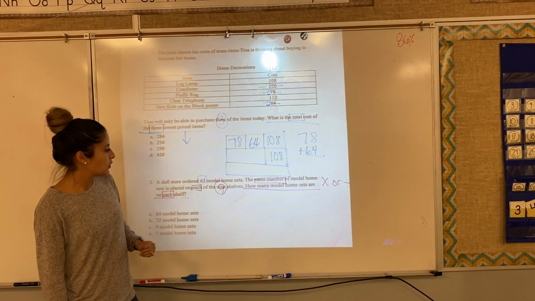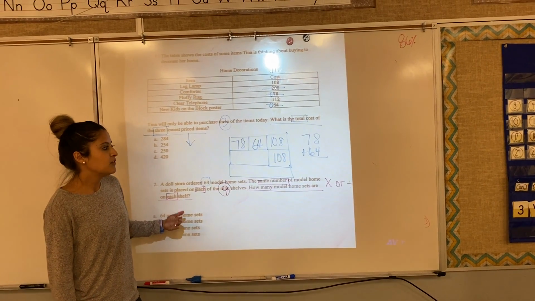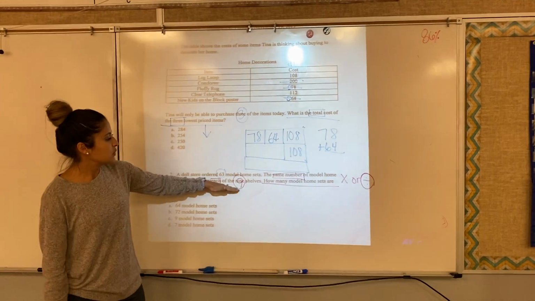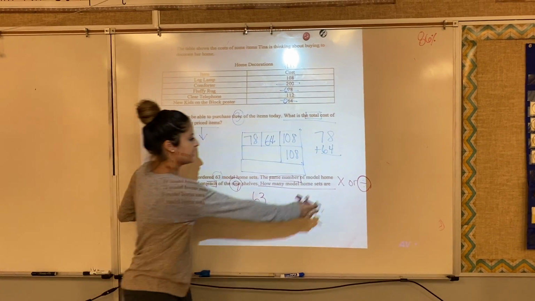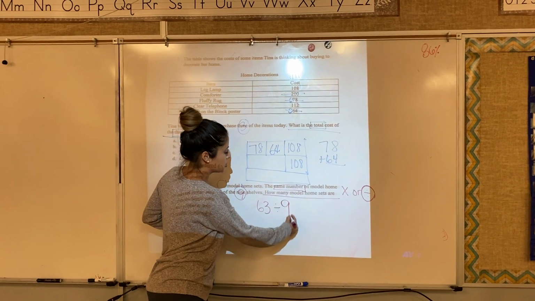Now take a look at what we're given. Are we getting more model home sets? No. If we're not, we're going to be dividing out our total. Now take a look. We have 63. The same number are going to be on each, divided out, separated out, into 9 shelves.